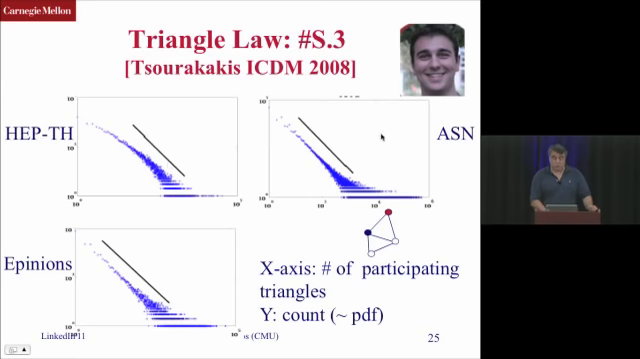This is an anonymous social network. We had to sign a non-disclosure agreement, so we cannot give more details. But again, the number of participating triangles seems to follow a power law. This is the opinions data set that we mentioned before, 70,000 users. Again, the number of participating triangles is not random, it follows a pattern. That's the third static pattern.